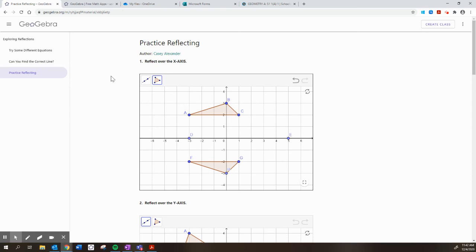So I would encourage you to, after you complete the notes, try these other problems in the GeoGebra application, and then after you do that, I'll have posted the answer key so you can check your work there.